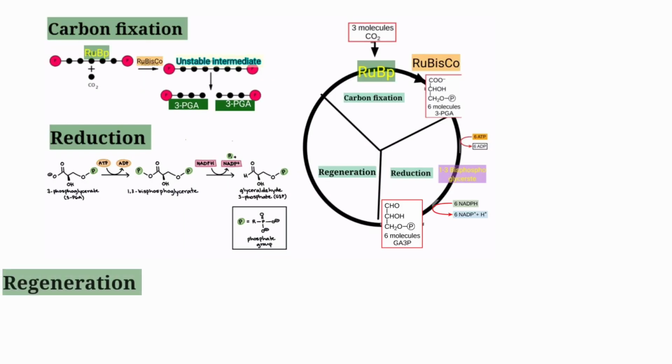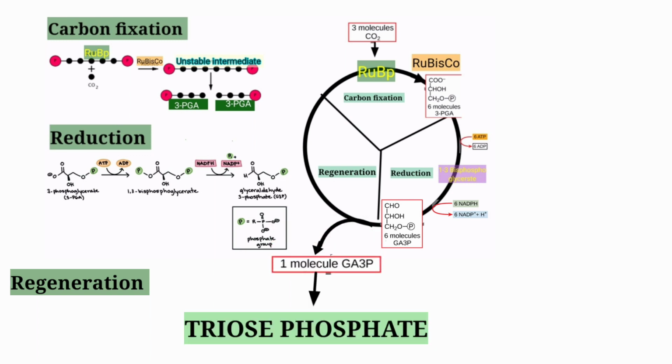The last phase of the Calvin cycle is the regeneration phase. In the regeneration phase, a molecule of glyceraldehyde 3-phosphate may leave the Calvin cycle to form triose phosphate, which later on synthesizes carbohydrates. This triose phosphate contains 3 carbon atoms. The remaining 5 molecules of glyceraldehyde 3-phosphate contain 15 carbon atoms, and it is this glyceraldehyde 3-phosphate which is used to regenerate ribulose 1,5-bisphosphate.